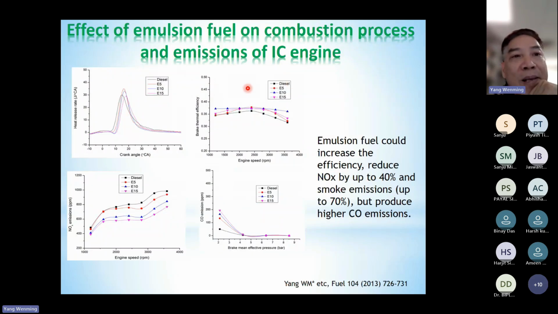Okay, so by using the emulsion fuel, we had done the test in the engines, in the four-cylinder engines. So here shows us the heat release rate. You can see this is a diesel fuel. The first one is a diesel fuel. This is E5, E10, and E15, correct? So you can see with the increase of water percentage, the ignition delay becomes longer.